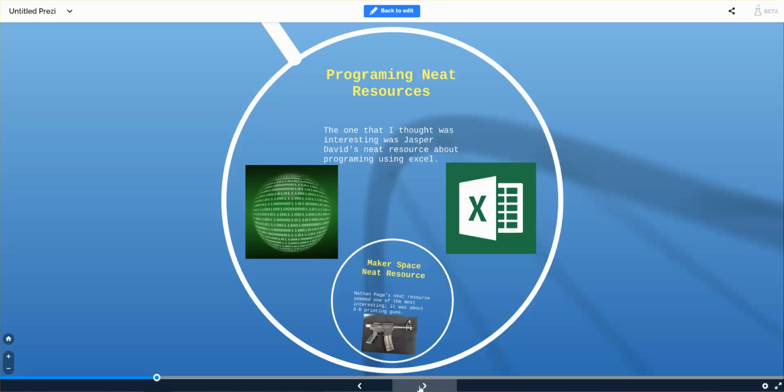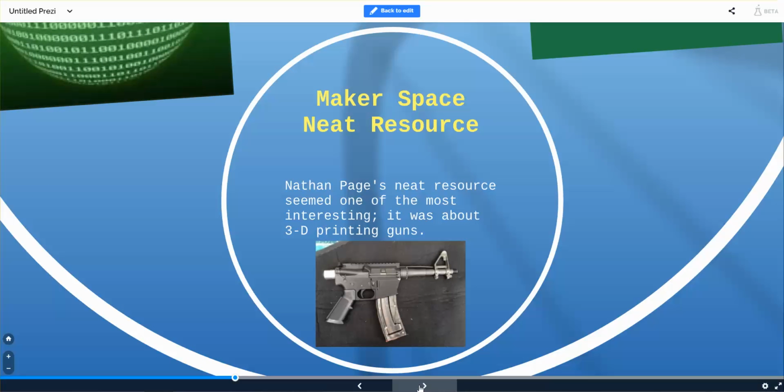For the programming neat resource, I thought that Jasper David's neat resource was the most interesting because it was using Excel to program. For the makerspace neat resource, I thought Nathan Page's neat resource was the most interesting because it was talking about how they used 3D printers to print guns.